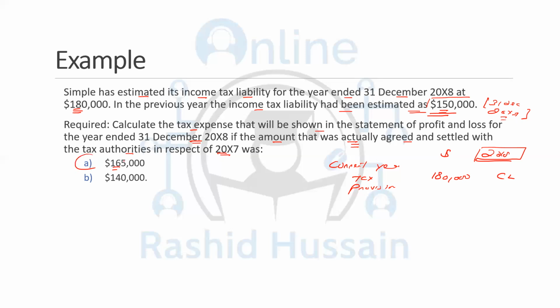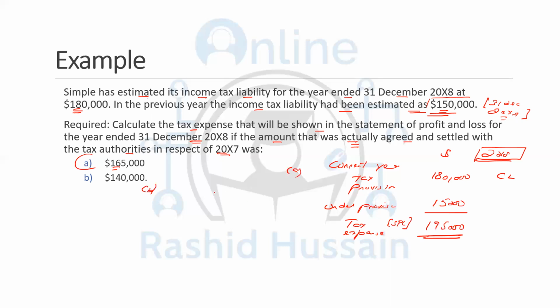In the A case, the first case, the actual tax was 165 and you booked only 150. So this represents an under provision. And you're going to add 15,000, which is the difference between the estimated and the actual, in the 20x8 tax. So now the tax of 20x8 will be 1,95,000. So this is the tax expense within the statement of profit or loss. This is the A requirement.